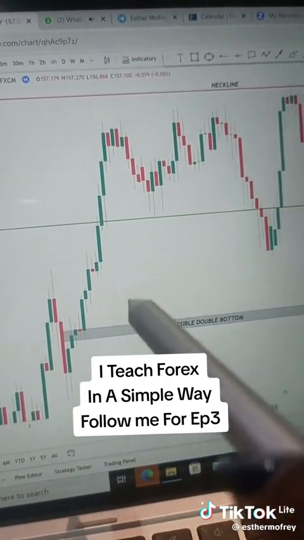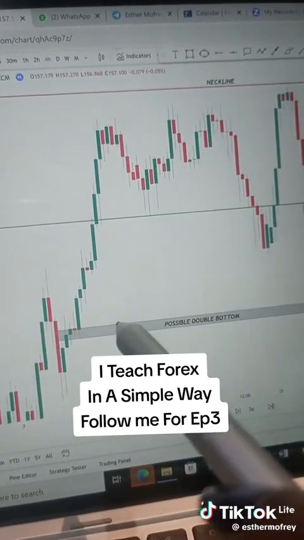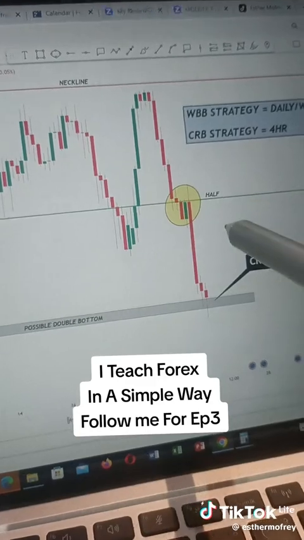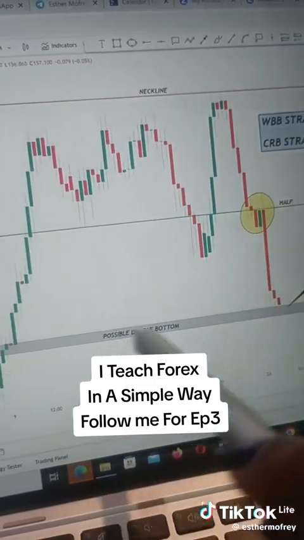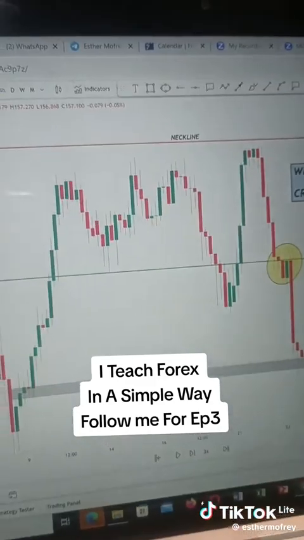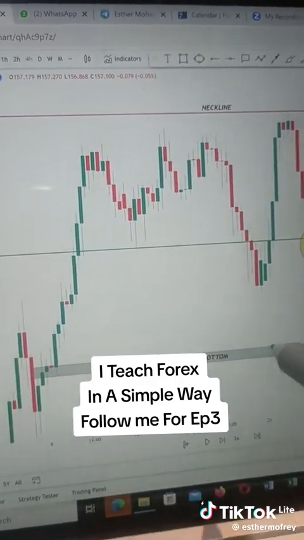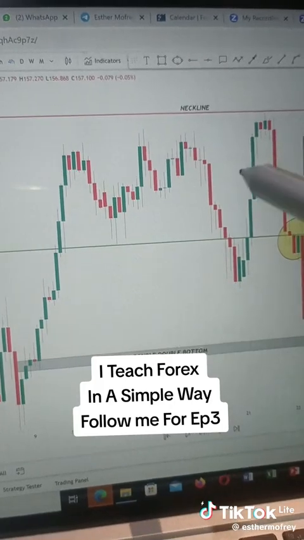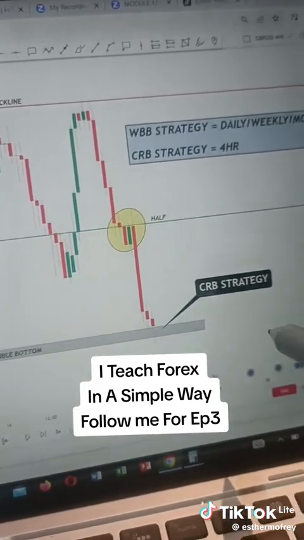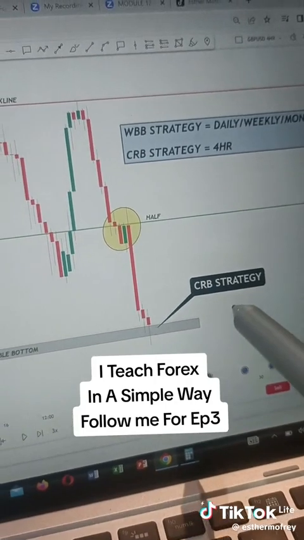I don't want to flip to the daily time frame, but I'm telling you it is not on the daily. So with this double bottom, it is like a guarantee this market will buy, if only the CRB strategy is confirmed.